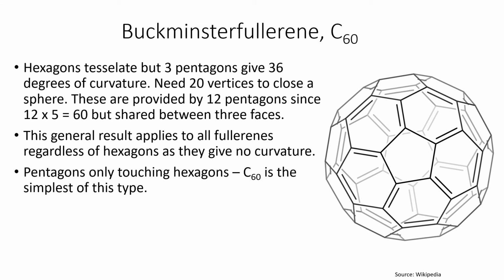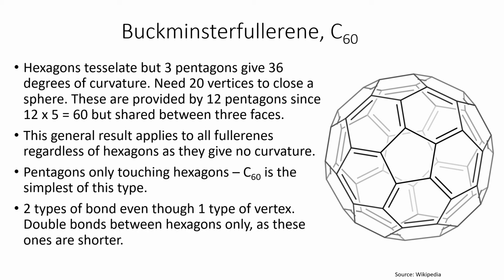And so, as I mentioned before, C60 is the simplest type of fullerene where pentagons are not touching other pentagons. So C60 is remarkably stable. It's the most stable of the fullerenes. And this relates to the fact that when the pentagons touch each other, they're slightly less stable. So C60 would be more stable than C20.